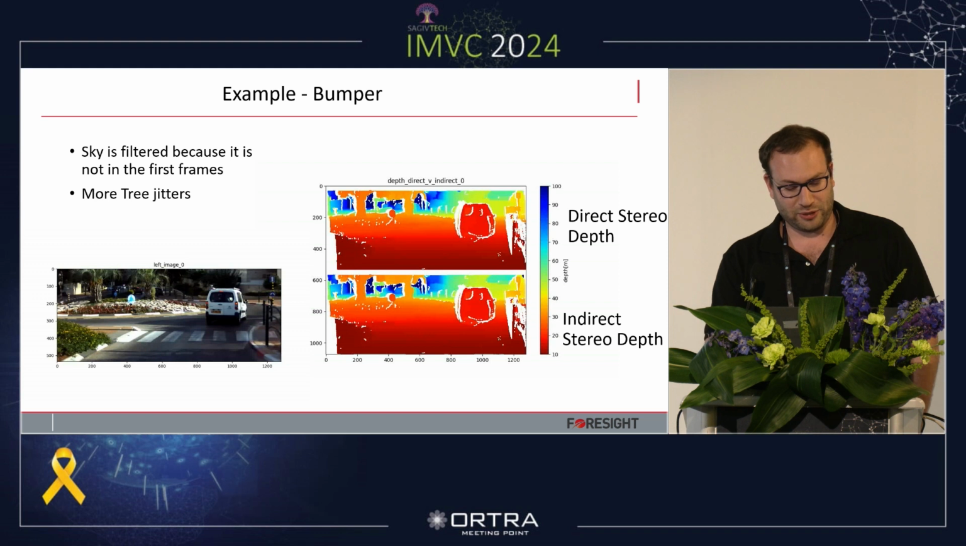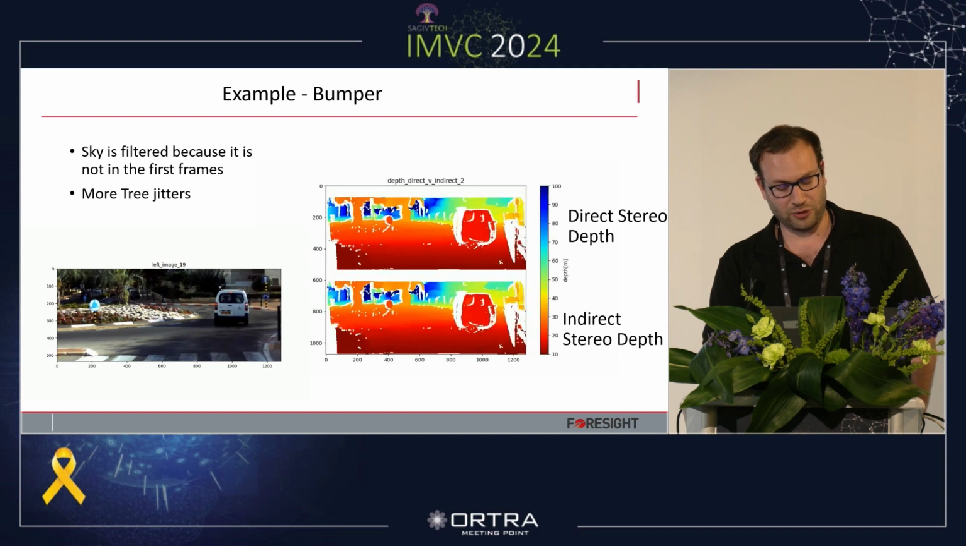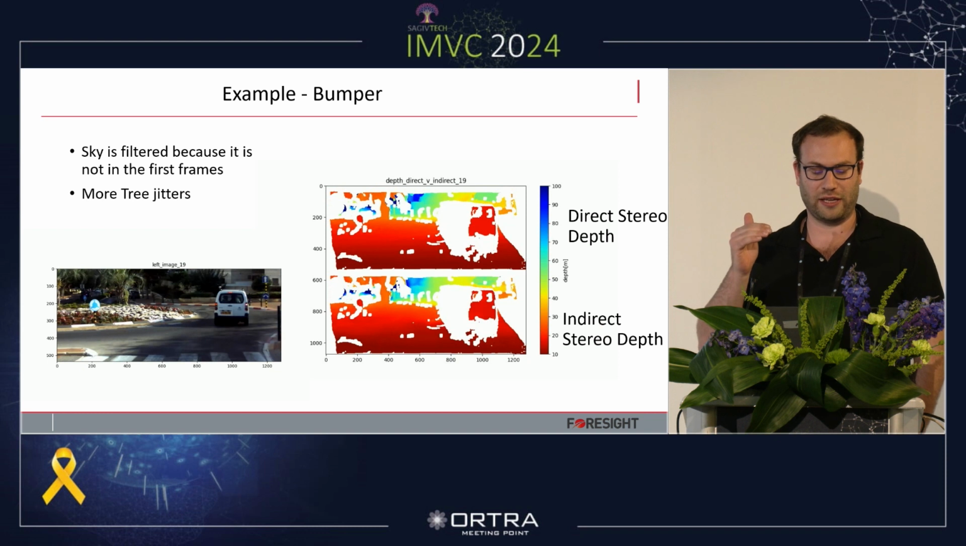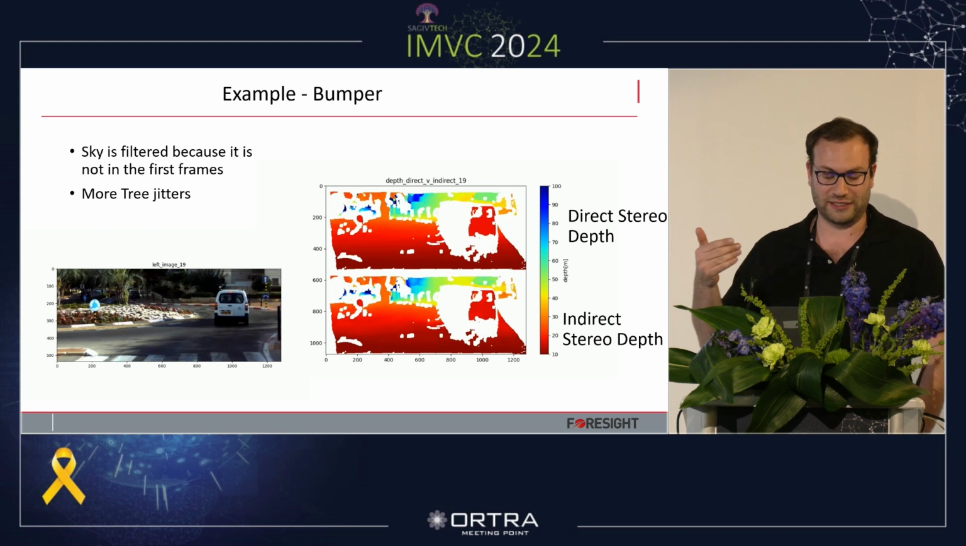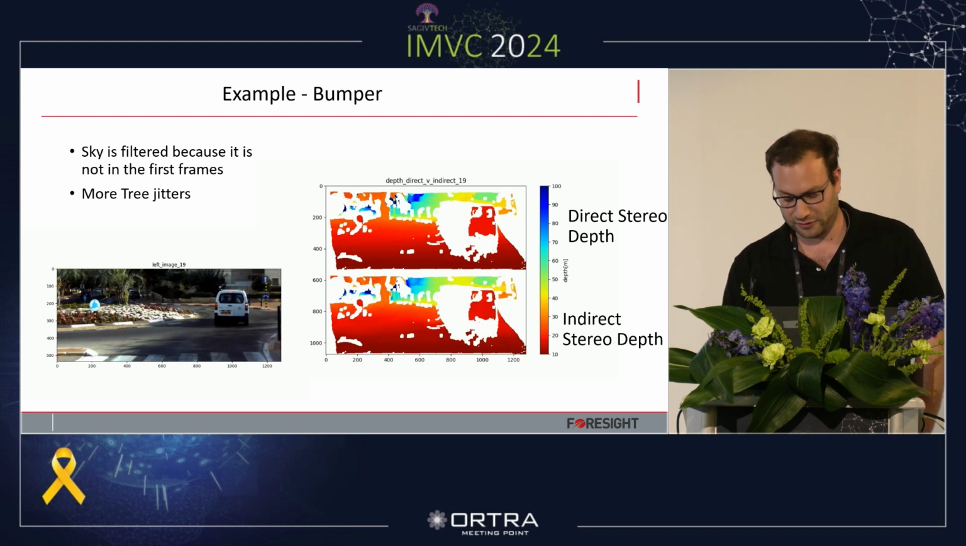Here is another example with a bumper. This is the video, and it's to show that the top of the image, after passing on the first result, cannot be estimated, the sky and the top area of the image, because they did not exist in the first image.